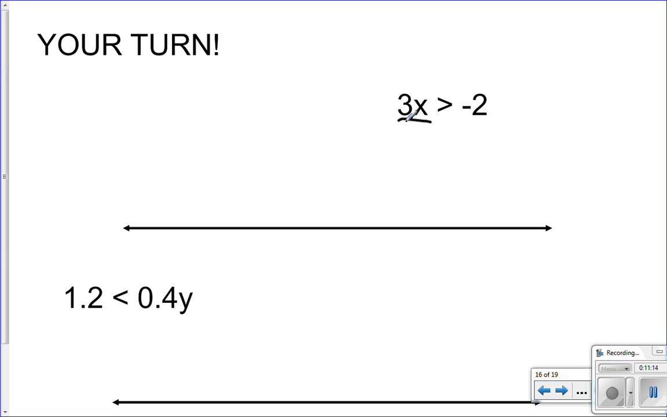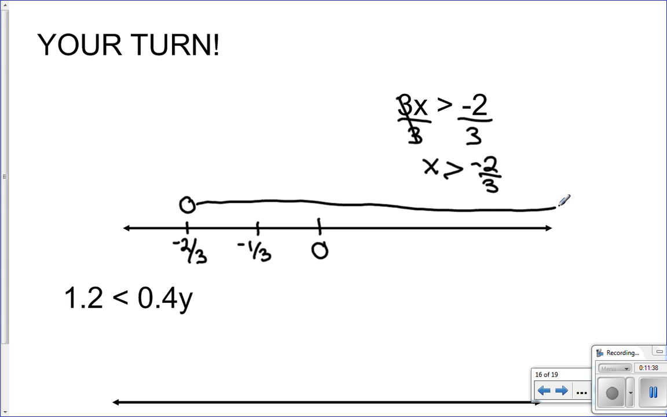So for this one, divide both sides by 3, and I get x is greater than negative 2/3. So here's 0, here's negative 1/3, here's negative 2/3. And x is greater than, so it's going to be an open circle, and everything larger than negative 2/3, so it's everything to the right of it.